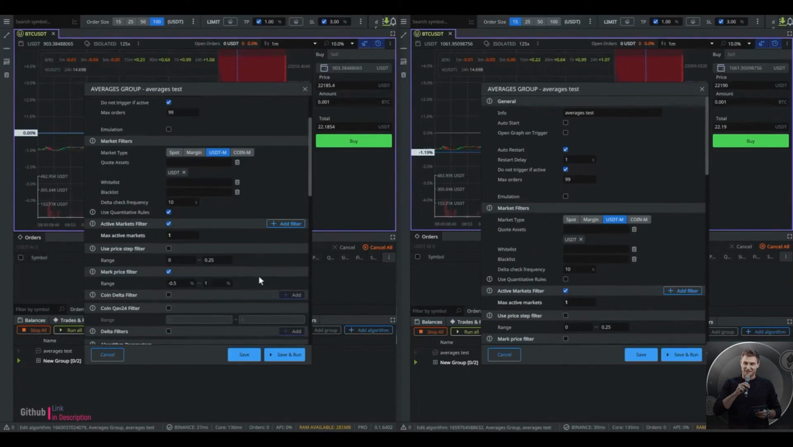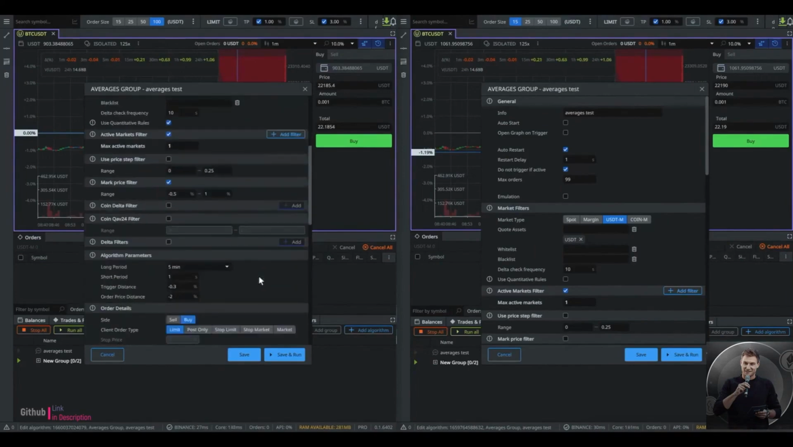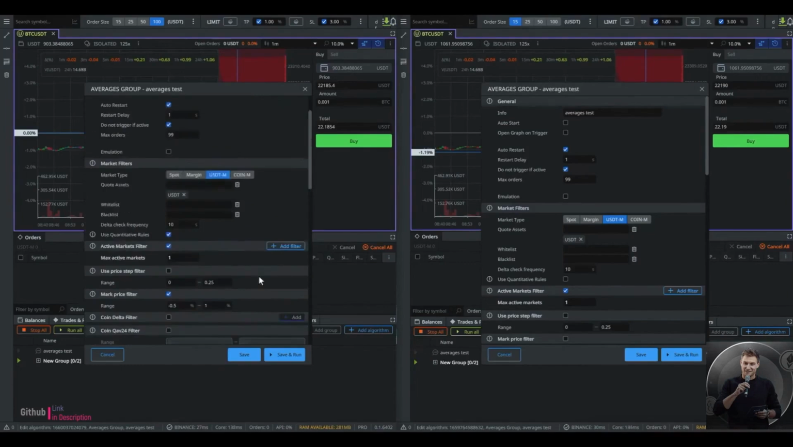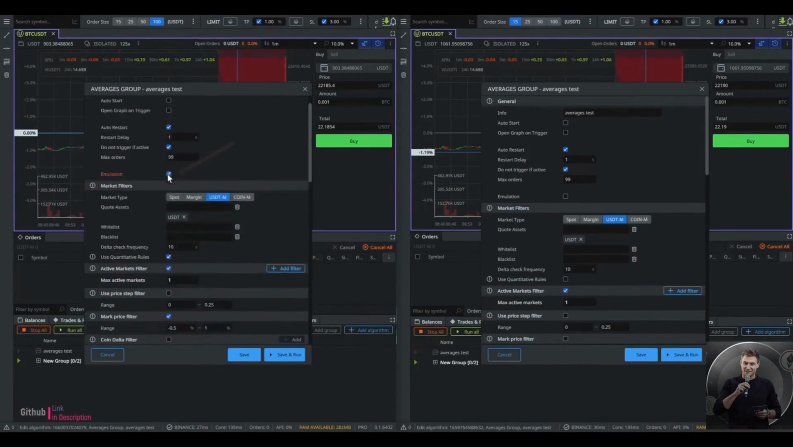Also, before launching a new algorithm, I recommend running it on an emulation to check its performance without risking real money. But don't forget that emulation does not consider your place in the order book, it is always the first by default and does not consider the commission. We recommend you to pay attention to these parameters when you build an algorithm. They will help you secure your trading strategy.